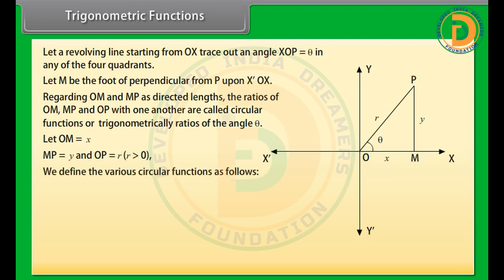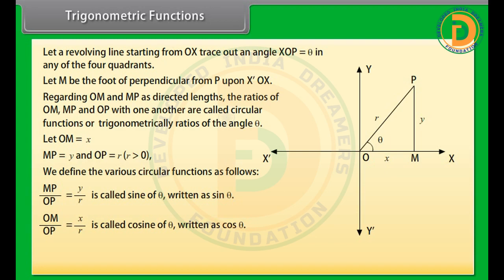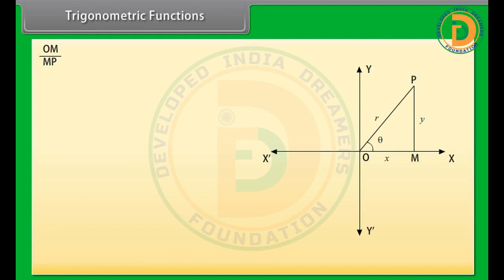We define the various circular functions as follows. MP by OP equals y by r is called sine of theta, written as sin theta. OM by OP equals x by r is called cosine of theta, written as cos theta. MP by OM equals y by x, x not equal to 0, is called tangent of theta, written as tan theta. OM by MP equals x by y, y not equal to 0, is called cotangent of theta, written as cot theta.